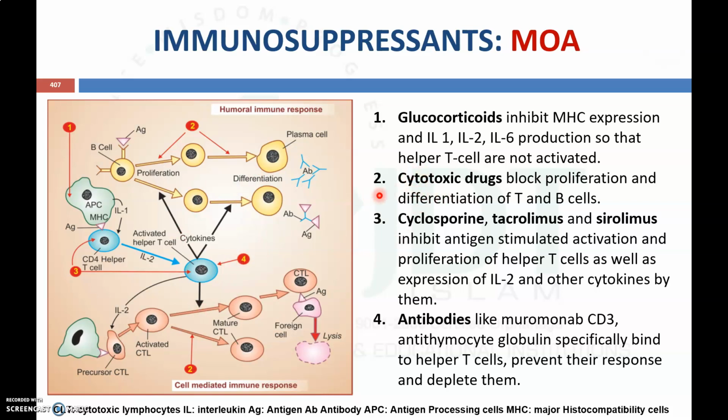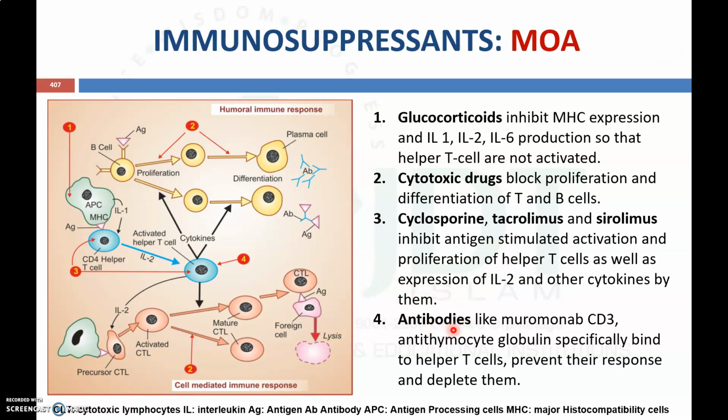In the case of cytotoxic drugs like azathioprine, they act on the clonal proliferation and differentiation of B lymphocytes as well as activated cytotoxic lymphocytes. Cyclosporine, tacrolimus and sirolimus inhibit the antigen-stimulated activation as well as proliferation of T cells, and the expression of interleukins and cytokines is also inhibited. They act on the CD4 helper cell and inhibit the immune response by inhibiting interleukin-2 as well as the proliferation of helper T cells.